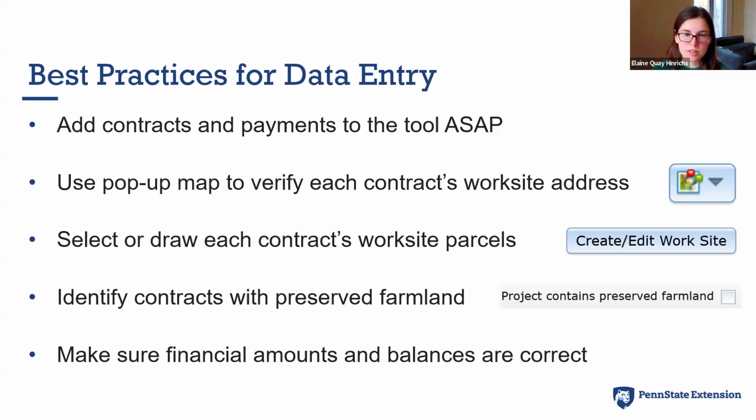For each contract's worksite address, this is entered in the contract editor contract tab. Use the pop-up map button right next to the worksite address entry field to verify the address. It'll show you a pop-up of a map that you can then confirm that aerial imagery is the correct farm that you need to be putting there. We've seen that sometimes a missing zip code or a typo or other missing information in the address means that the worksite address is not actually the correct location. And that's really crucial for spatial data that needs to be reported to the state.